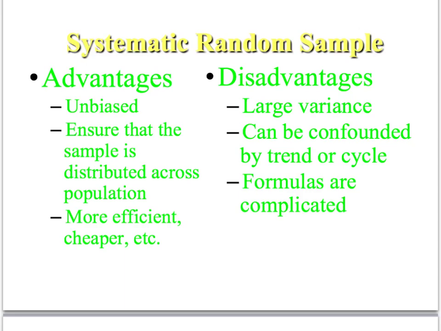Next is a systematic random sample. It's good because it's unbiased. It's good because it ensures a sample across the population distributed evenly based on your calculations and where you select each sample. And it is more cost efficient. Disadvantages are, again, there's a large variance. It can be confounded by a trend or a cycle, depending on the way you had to systematically choose. And again, the formulas can be complicated.